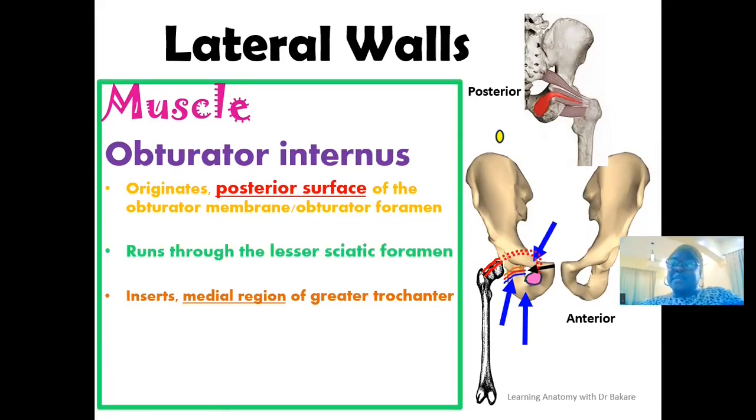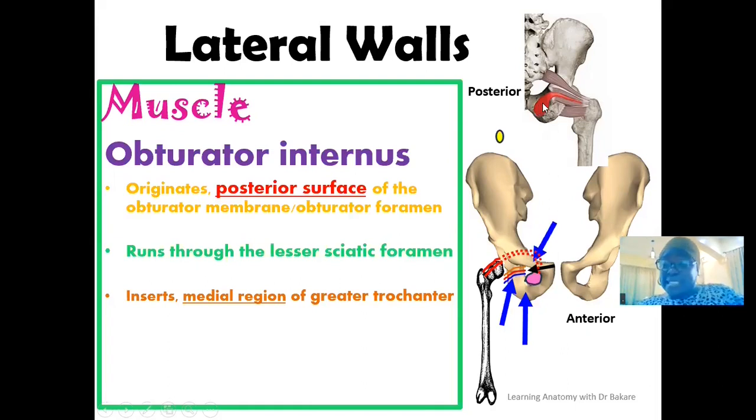Let's try and use this image here. For the illustration, this is the posterior view up here, and this is the anterior view. And if you look at this muscle in this image up here, that is highlighted here in red, it is the obturator internus. You see that this muscle is seen to originate from the posterior surface of the obturator membrane. This is the obturator foramen here around this point, and the fibers are seen to originate on the posterior surface or the pelvic surface of the obturator membrane, and also the posterior surface of the obturator foramen.